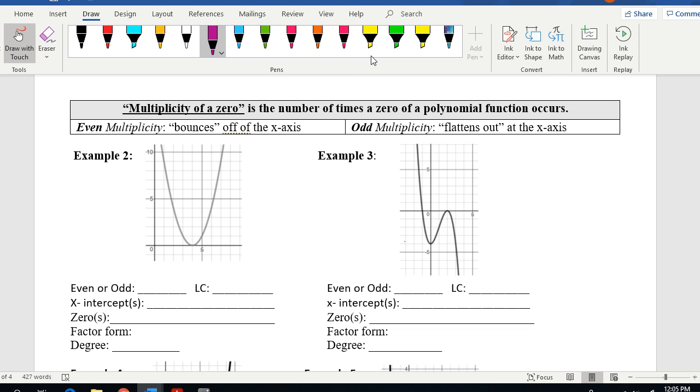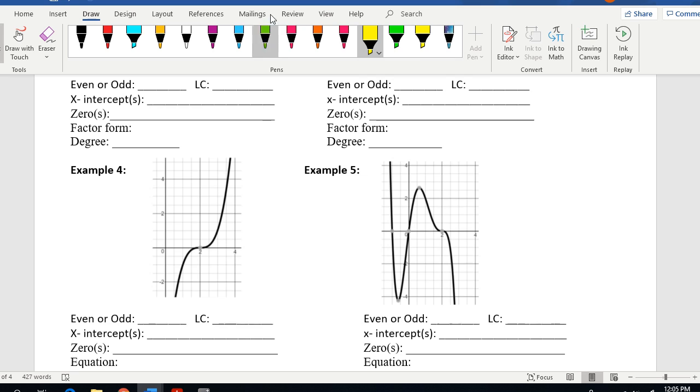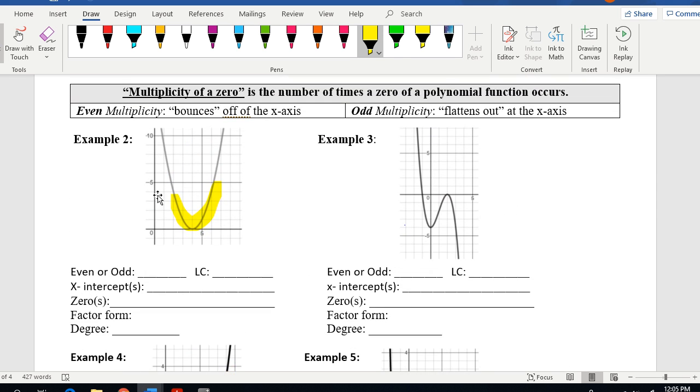An even multiplicity means it bounces off of the x-axis. So if I look at this parabola right here, my function is literally coming down and then it's bouncing off like a basketball would to pavement. An odd multiplicity means it flattens out at the x-axis. So if I come down here, this function right here, I'm coming up, kind of flat lines, and then continues going up in the direction. So this is an odd degree multiplicity, and a bounce is an even degree multiplicity.